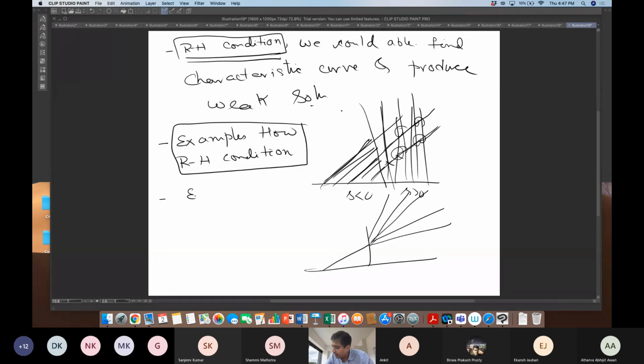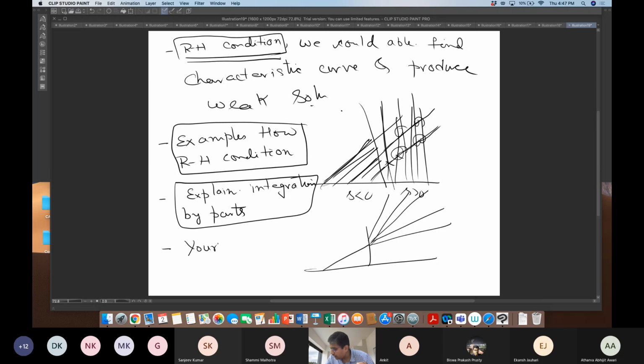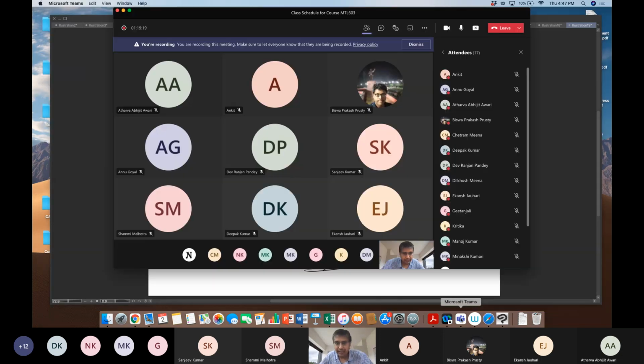And second, I will explain integration by parts, very short. If you don't understand, at least you should understand the statement of the theorem. That's all. Integration by parts in a small way. And finally, this is the last class before your exam, that first quiz one. You can ask me your doubts. I will see if you have any doubts. I will try to clear them. Is that plan okay?